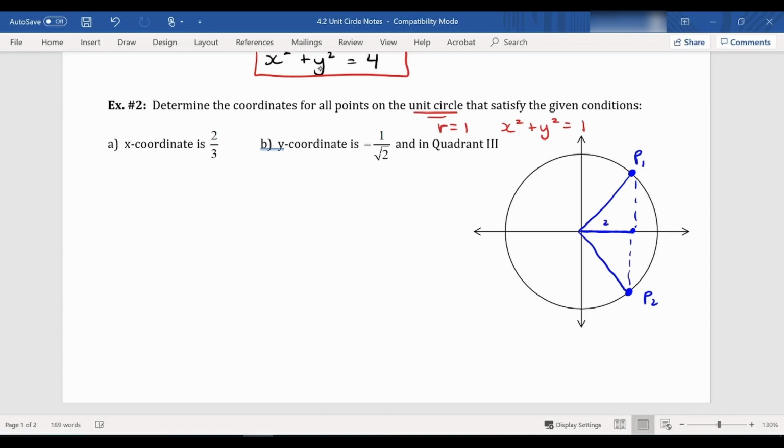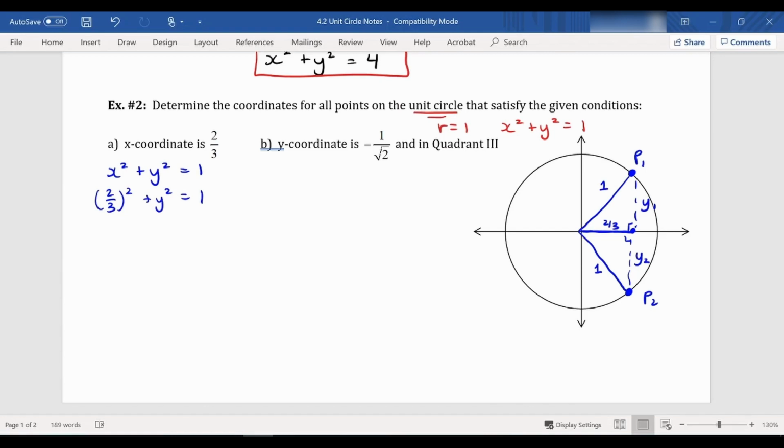Now, if our x-coordinate is 2 over 3, we know our hypotenuse is 1. We just don't know our y-coordinate for our points. And we can use our Pythagorean theorem to find that. So we know that x squared plus y squared equals 1. Our x-coordinate is 2 over 3, so I would have 2 over 3 squared plus y squared equals 1. And now I can use Pythagorean theorem to find y.